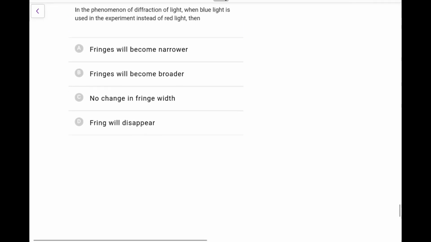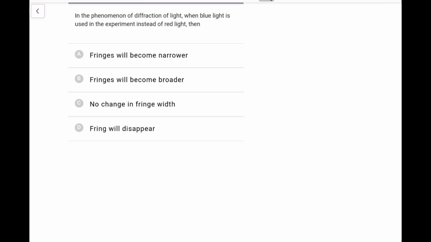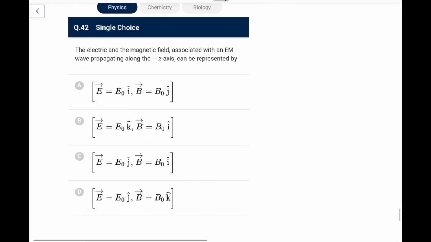Next one. In the phenomenon of diffraction of light, when blue light is used in the experiment instead of red light, what do we have? We know the fringe width depends on lambda. So if blue light is used, lambda decreases, so fringe width will become narrower. You all know this. The same happens in YDSE also.